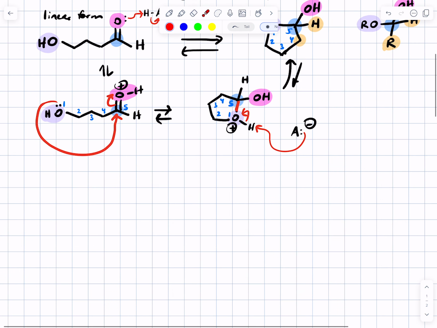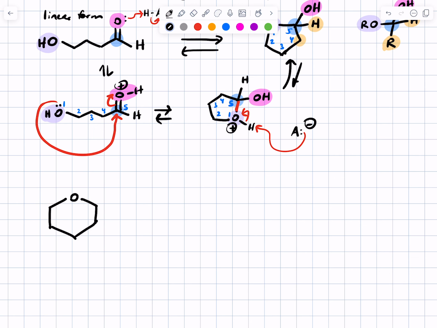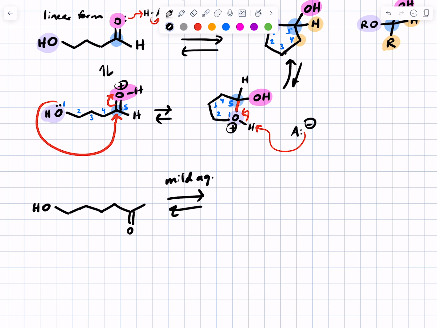Okay, now let me give you an example, and I've asked questions like this before. Is this how we want to do things? No, that's not how we want to do things. Let's start with, all right, let's start with this molecule. And again, predict what the closed chain form should be if we put this molecule in mild aqueous acid.